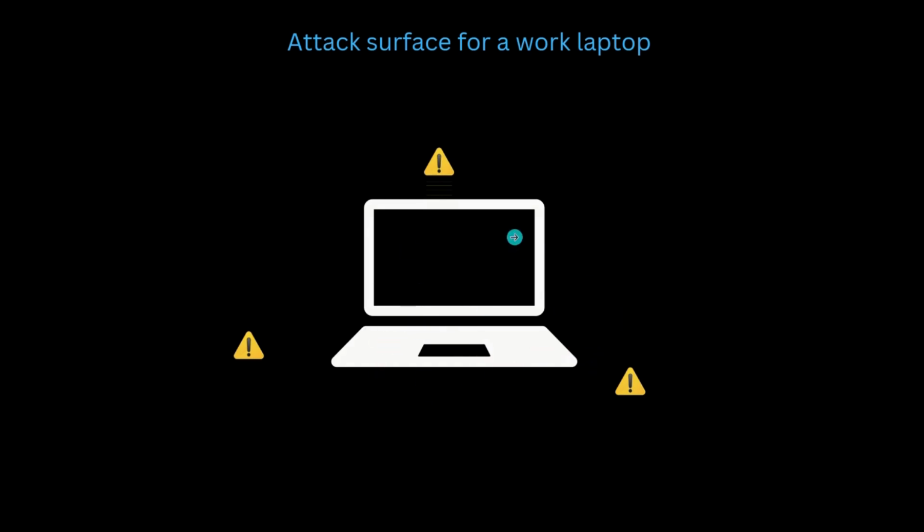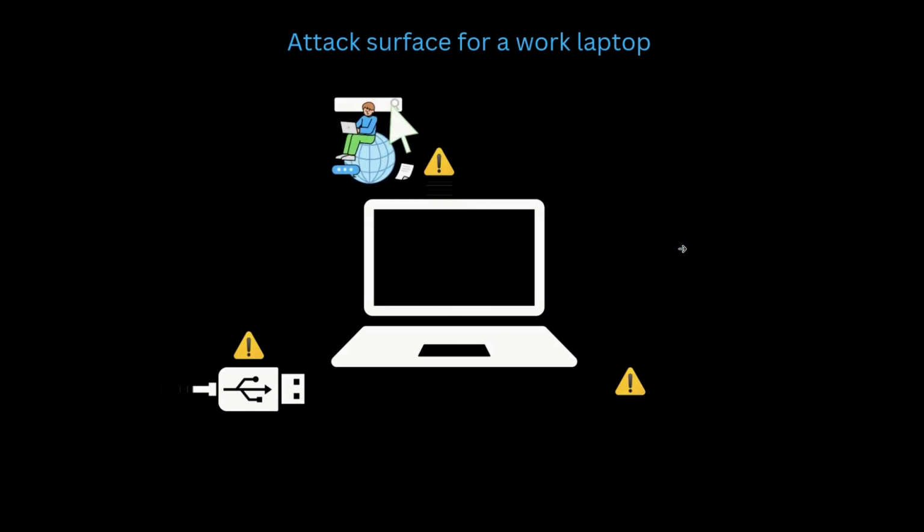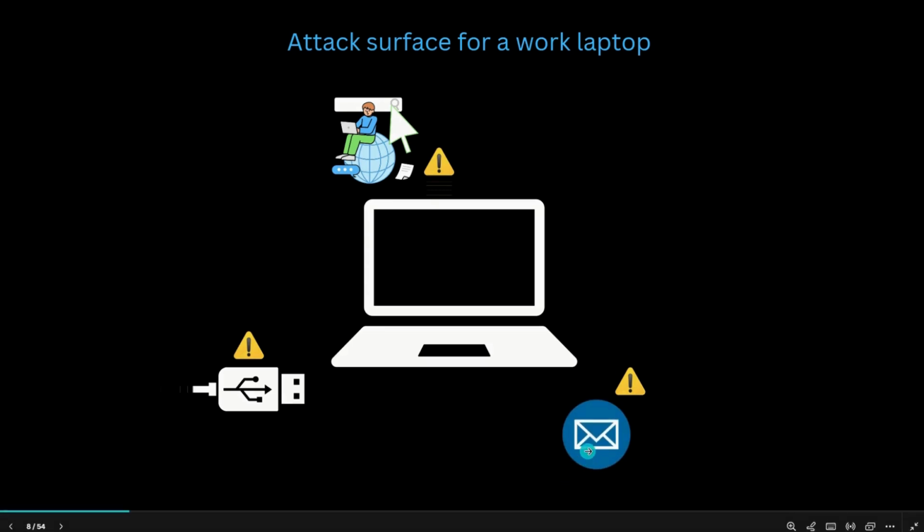And on a broad level, I am categorizing the three main attack vectors that introduce indirect public exposure to a laptop and can become the entry points for the attackers to come in and control the laptop, compromise the laptop. First is USB, second is internet, browsing and downloads, and third is email.